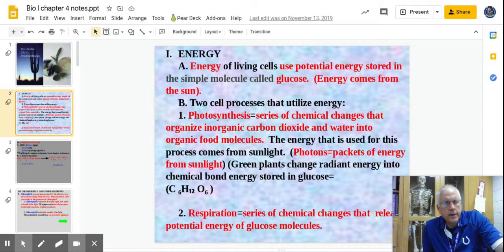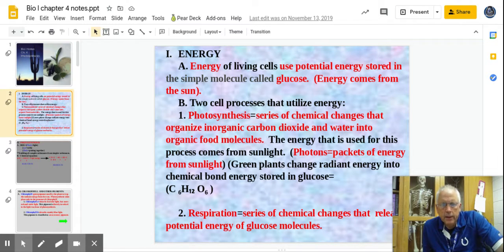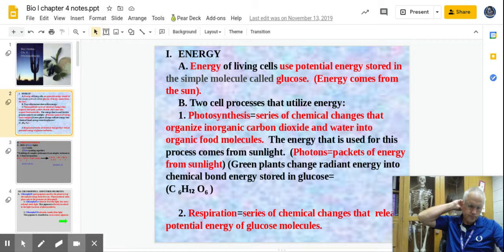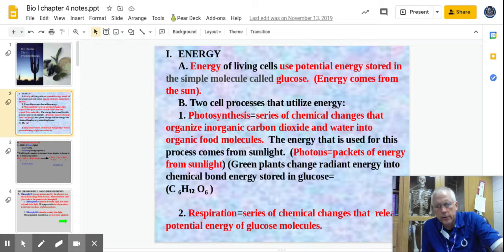Okay. Now, if you look up a textbook definition of photosynthesis in a biology book, this is what you get: a series of chemical changes that transforms or organizes inorganic carbon dioxide and water, simple molecules, into organic food. What's different with the plant is they're able to go from simple and make something complicated out of it. That is very difficult to do. We, on the other hand, do a lot of the opposite. We take in food and break it down into simpler forms. So they're going from simple to complex, which is really important that you understand.